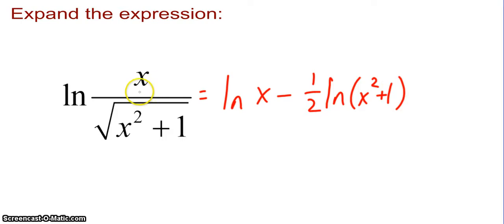So first I separated the fact that I have the natural log of a quotient, so I separated that into two separate logs with subtraction, so we end up with the natural log of x minus, and then the x squared plus 1 had an exponent of 1/2 because of the square root, so that came down in front, so it's 1/2 the natural log of the quantity x squared plus 1. Again, I cannot do anything else with that quantity x squared plus 1.